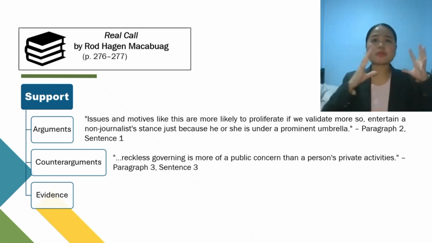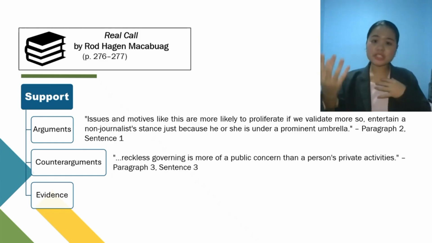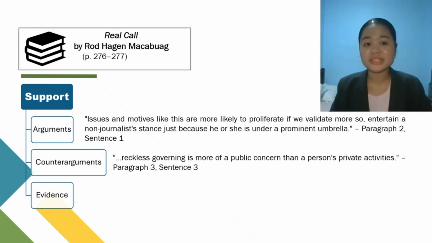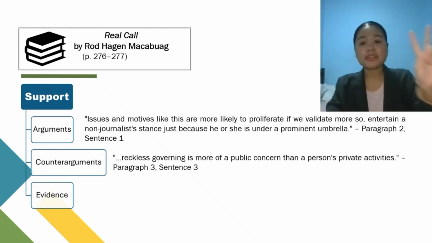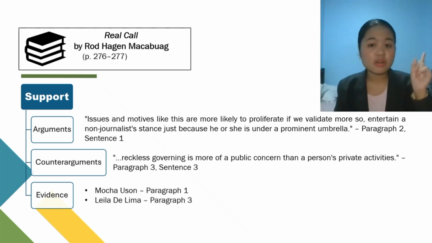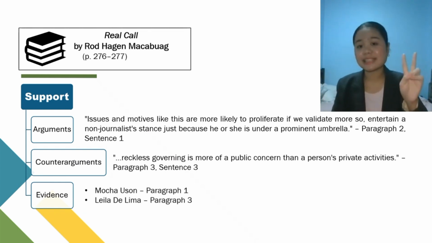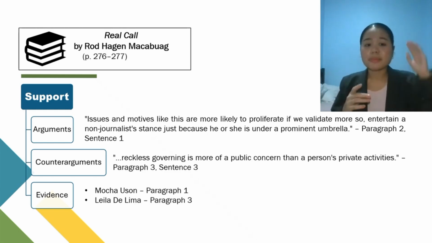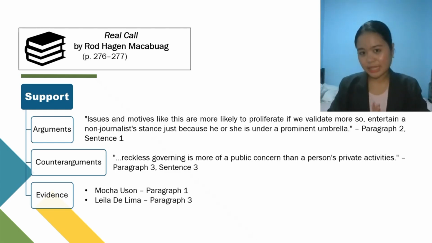Now, if you have your point and the point that's opposite yours, you must be able to present also your evidence. And in our required reading, there are two pieces of evidence presented. One about Mocha Uson and the second about Leila de Lima. And you can also find it in paragraphs 1 and 3 respectively. So you go check that out, my dear journalists.